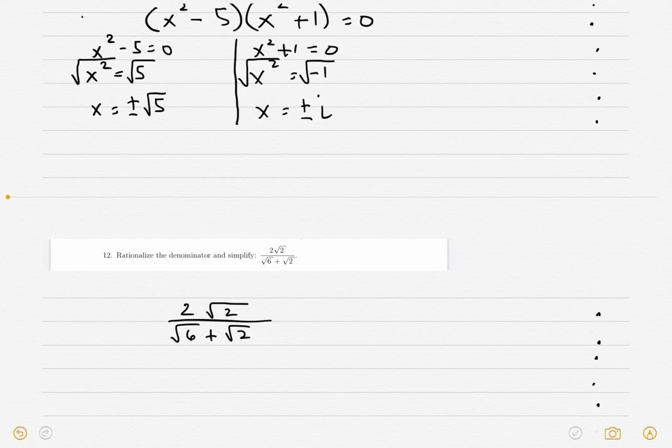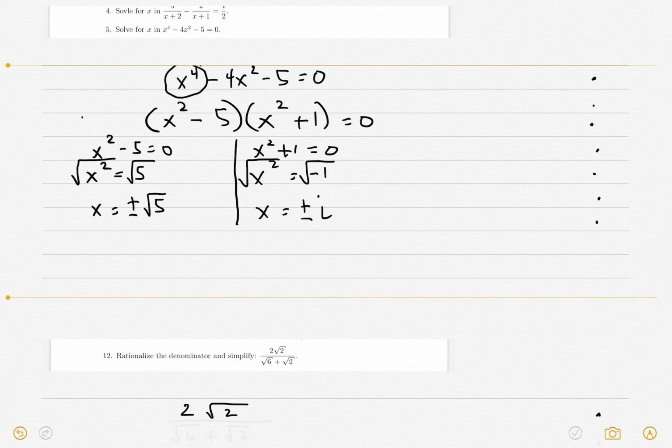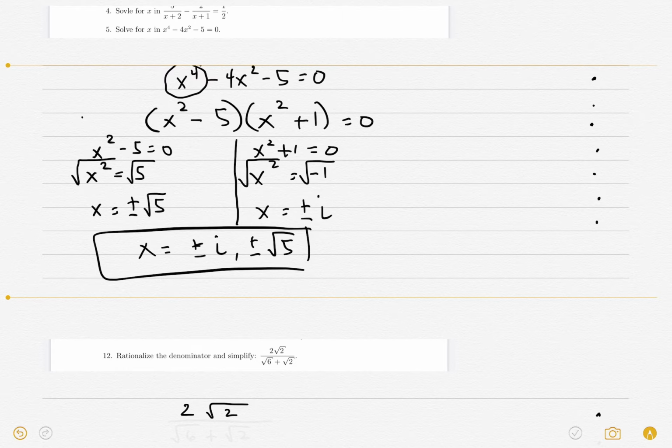So, since yung ating exponent ng x ay 4 dito, mag-expect tayo na yung value ng x natin ay 4. So, the values of x are x is equal to positive negative i, comma, positive negative square root of 5. These are the values of x.